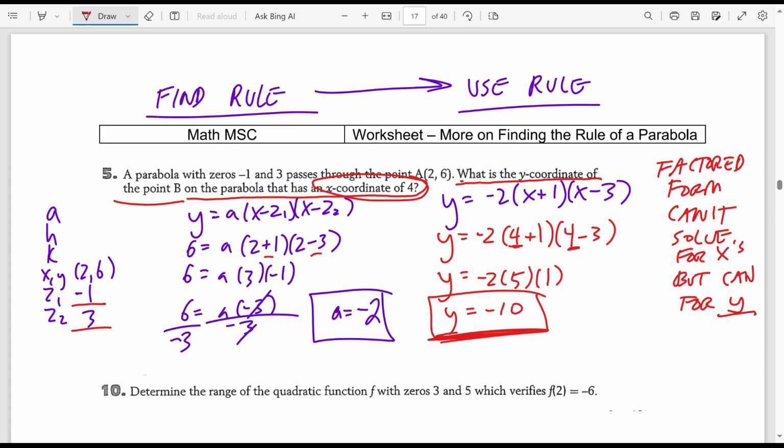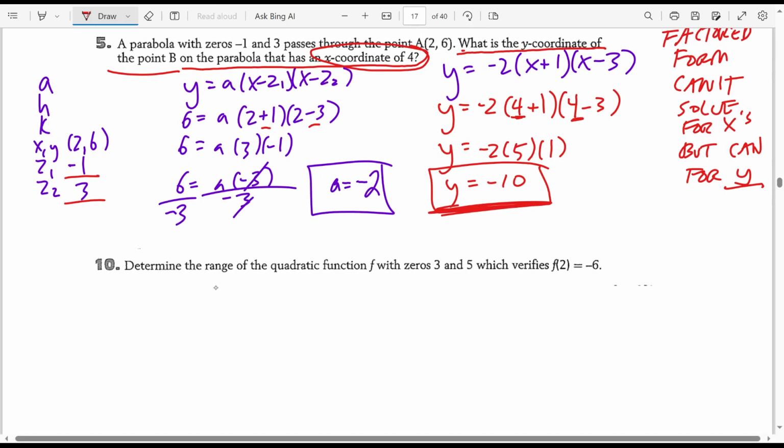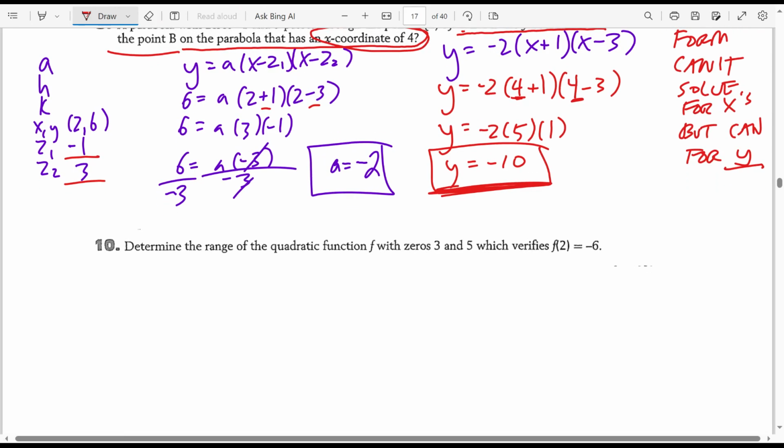Number 10. Determine the range of the quadratic function f with zeros 3 and 5, which verifies f of 2 is equal to -6. Holy jumping. There is a lot to unpack with the way that that guy is worded, right? Determine the range. What is that asking me to solve? The range, yeah. What do I need to find? What specific value? What parameter do I have to solve for? Is that H and K? Just bottom K and A, yeah, bottom up. So I just need K and whether A is positive or negative.